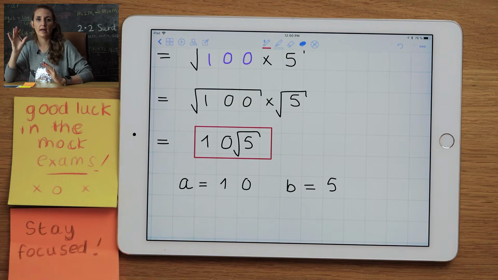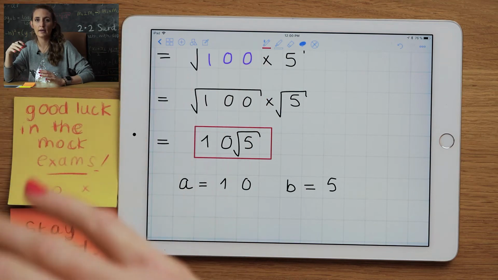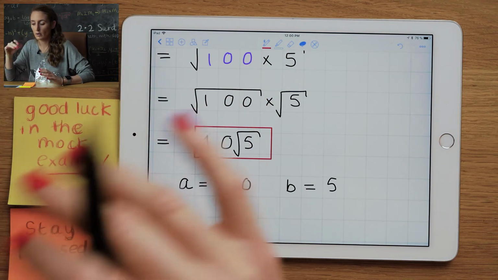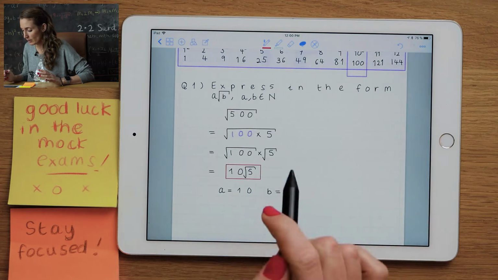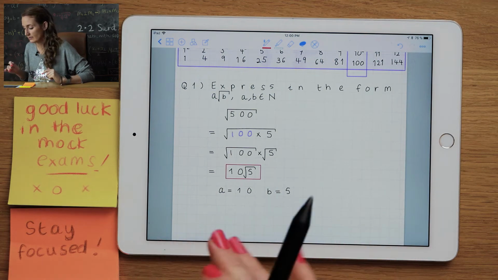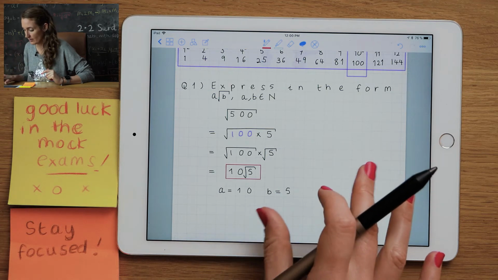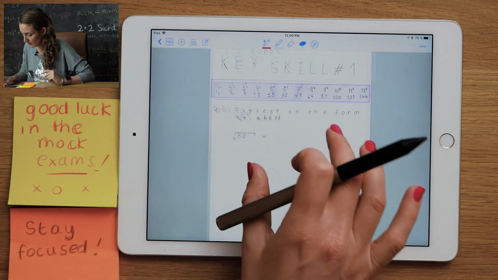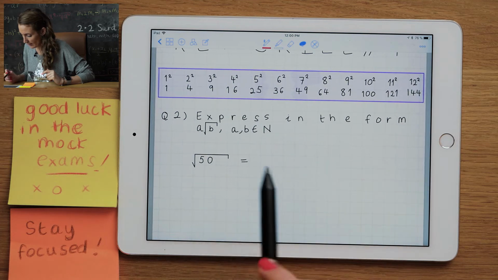As I mentioned before, there is a second method to do this, but if you can immediately see what square number will divide in, I would recommend using this method. If you don't know, there's another way to do it, and we'll get to that later on with a more difficult example. Let's move on to the second example here.